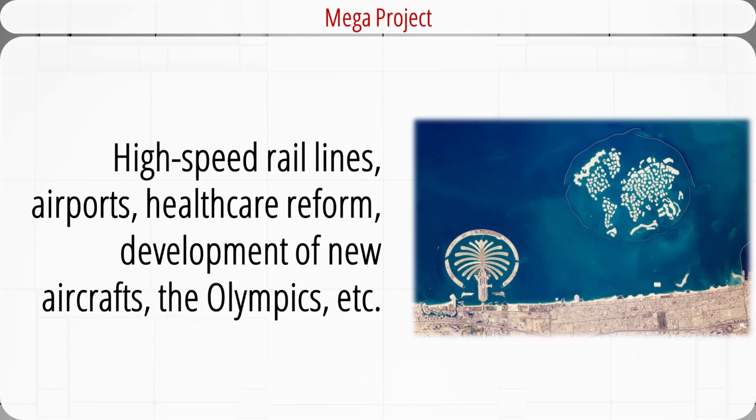It's extremely difficult to achieve accurate time and cost estimates for mega projects. A mega project is a large-scale, complex venture that typically costs $1 billion or more, takes many years to complete, and involves multiple private and public stakeholders. Examples are high-speed railways, airports, healthcare reform, development of new aircraft, and the Olympics. They all tend to go way over budget and fall far behind schedule.